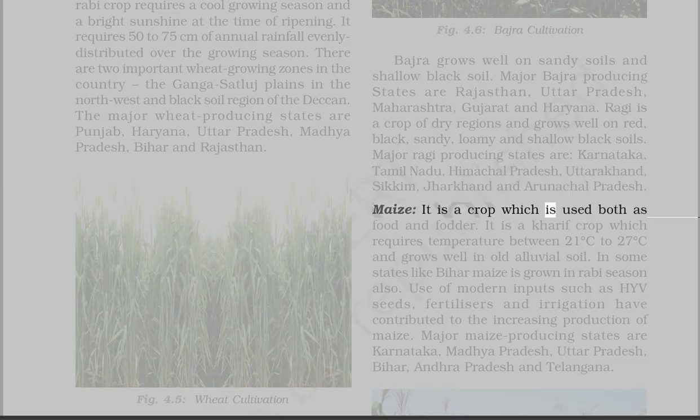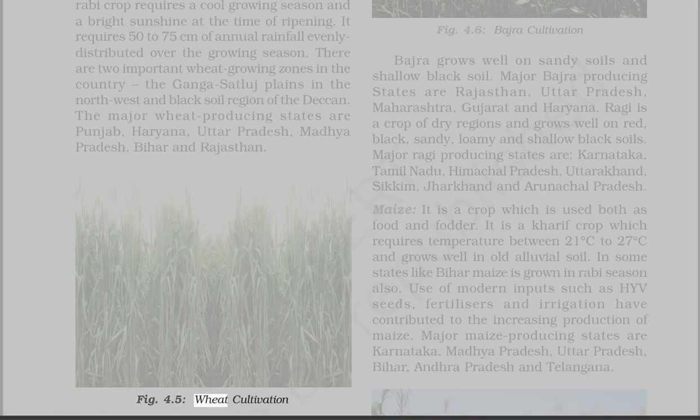Maize. It is a crop which is used both as food and fodder. It is a kharif crop which requires temperature between 21 degrees Celsius to 27 degrees Celsius and grows well in old alluvial soil. In some states like Bihar, maize is grown in rabi season also. Use of modern inputs such as HYV seeds, fertilizers, and irrigation have contributed to the increasing production of maize. Major maize producing states are Karnataka, Madhya Pradesh, Uttar Pradesh, Bihar, Andhra Pradesh, and Telangana.